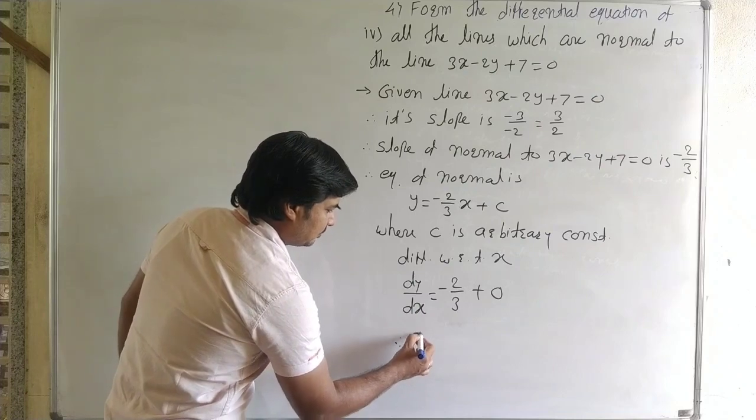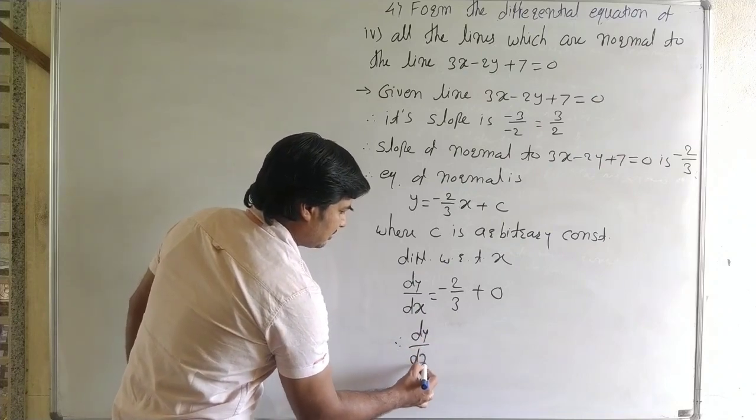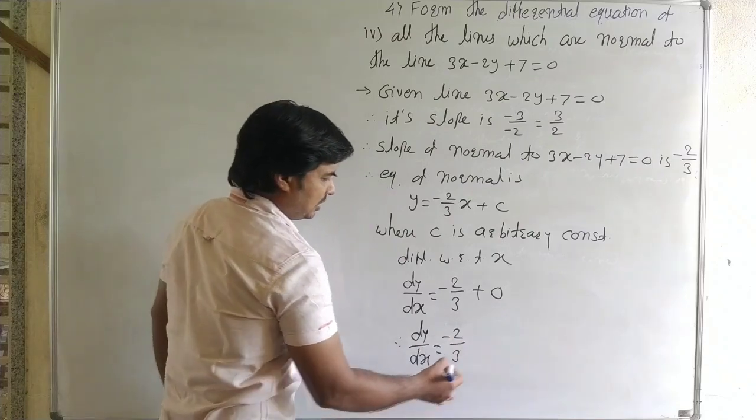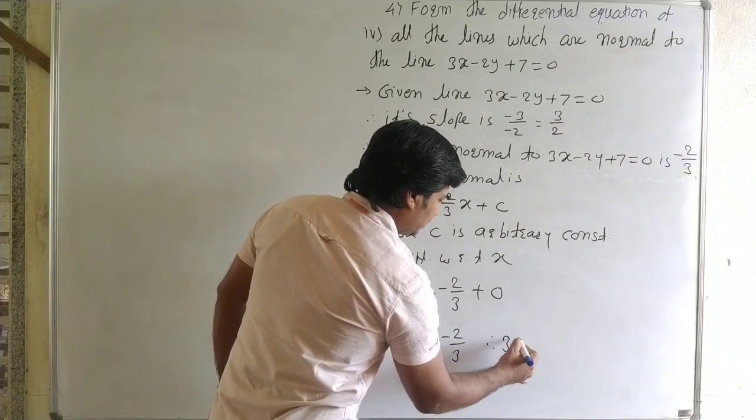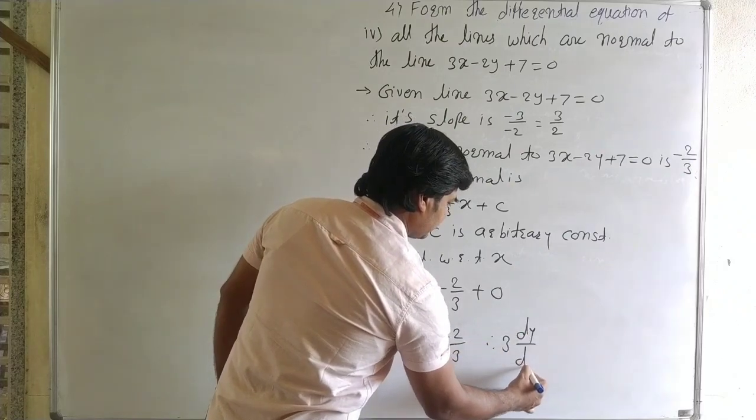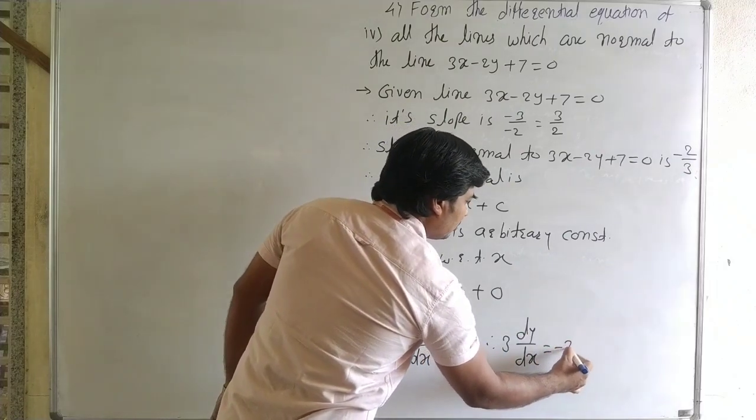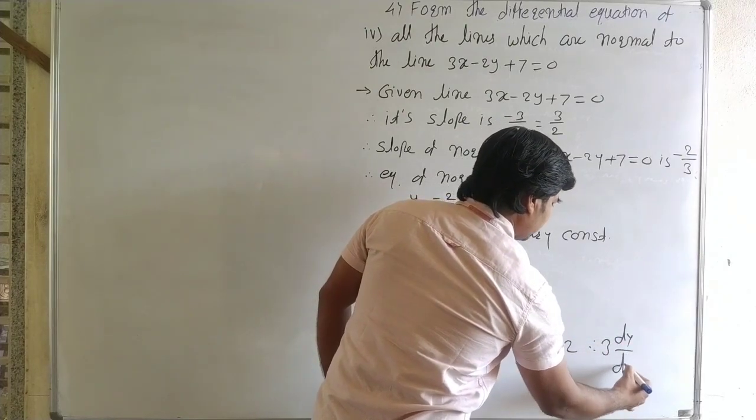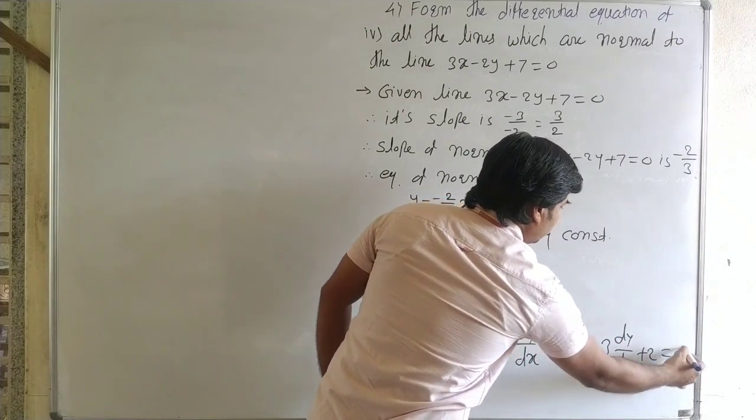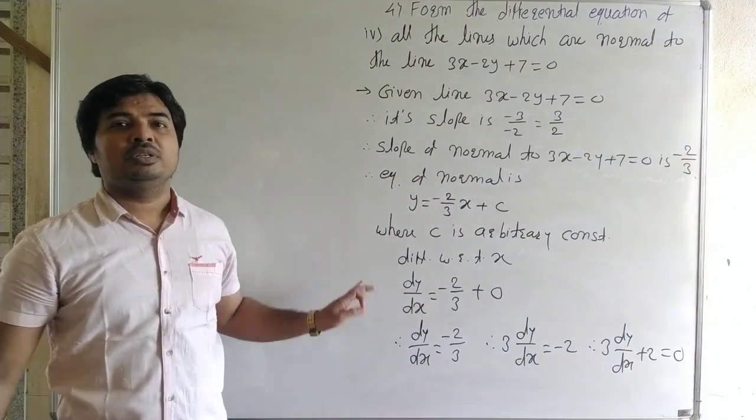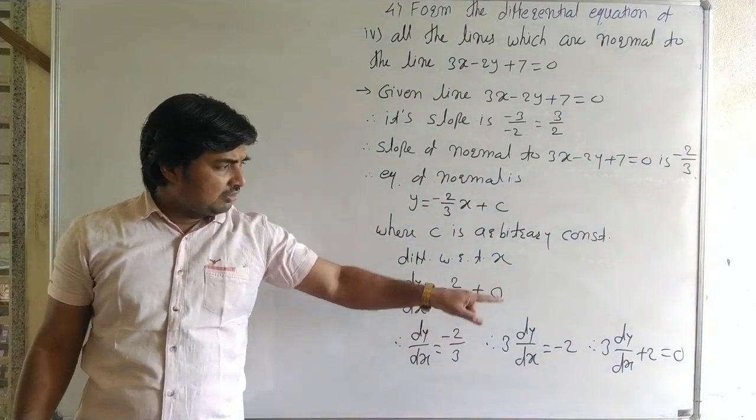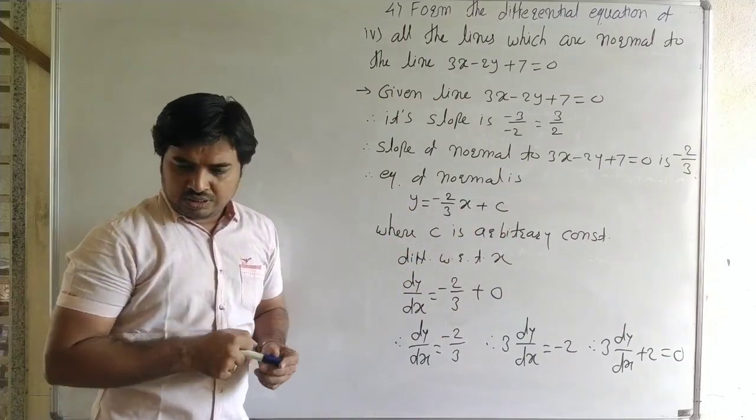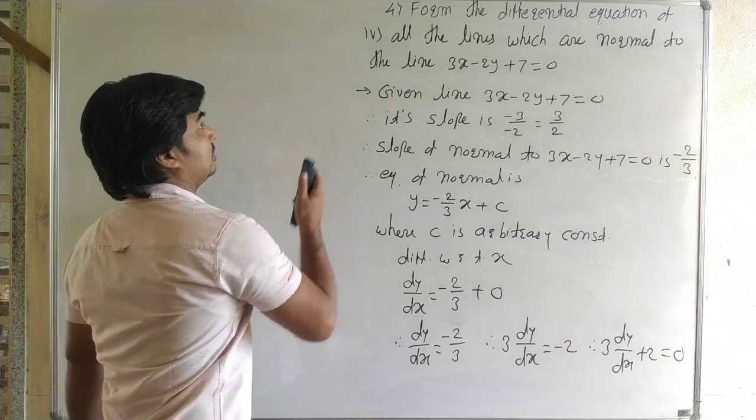Okay. Here dy by dx is equal to minus 2 by 3. It is a required differential equation, or we can write 3 dy by dx is equal to minus 2, or we can write 3 dy by dx plus 2 is equal to 0 is a required differential equation. 3 dy by dx plus 2 equals 0. Okay. Now we see the last example, question number 4.